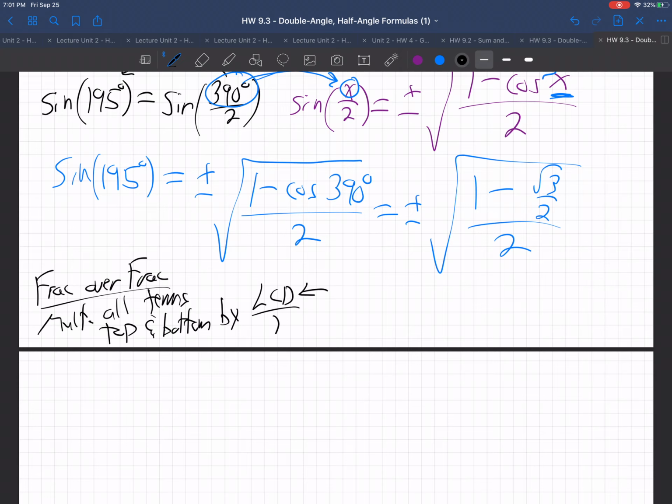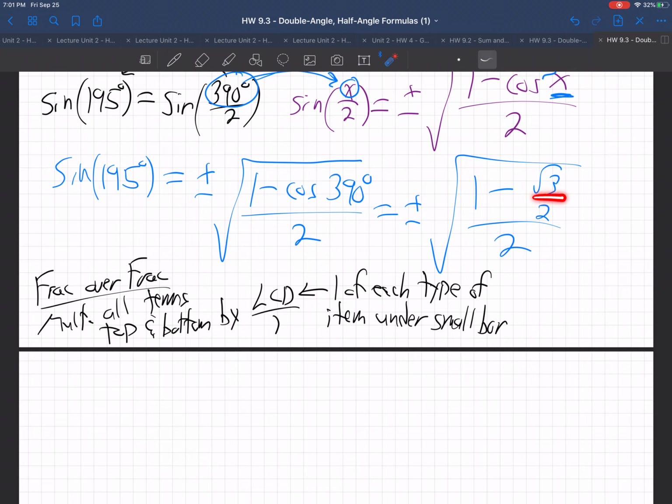The LCD is 1 of each type of item under a small bar. So here we have a small bar, not talking about this major bar, talking about the small bar. The only item under the only small bar is the 2. So that's my LCD. So I'm going to multiply by 2 over 1, 2 over 1, and don't forget this guy, 2 over 1. That's how you handle fractions over fractions. You multiply top and bottom by the LCD over 1. Okay, so what does that give us?